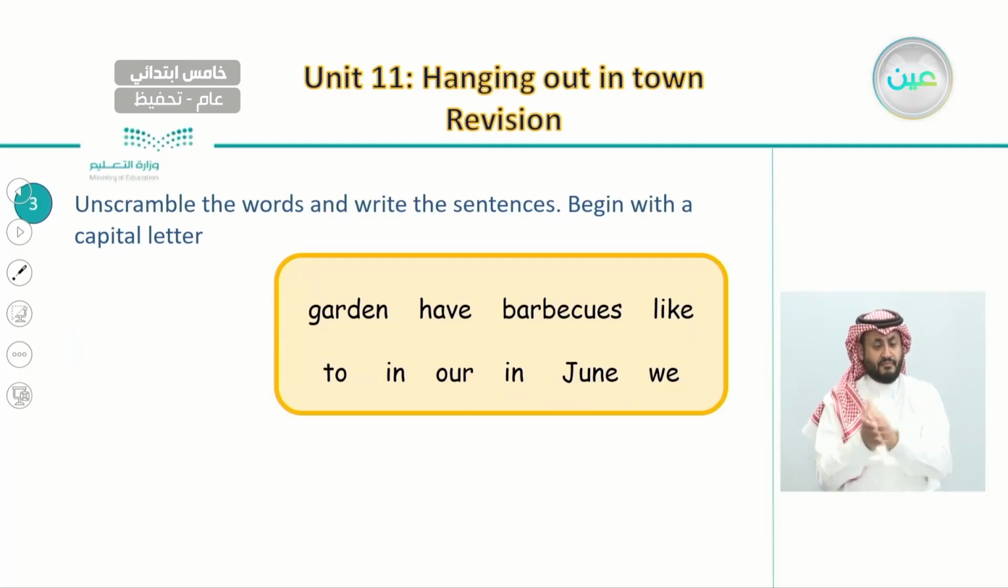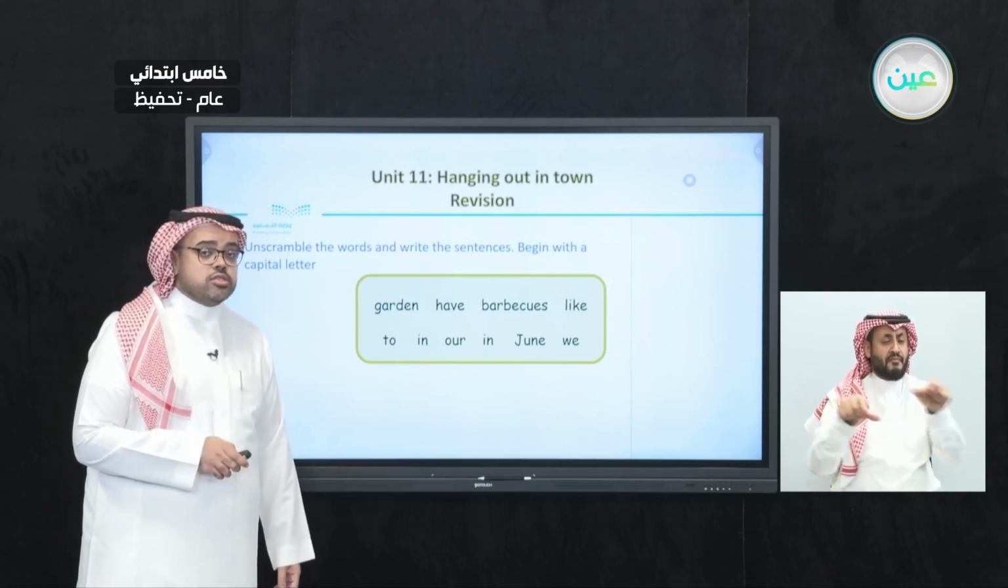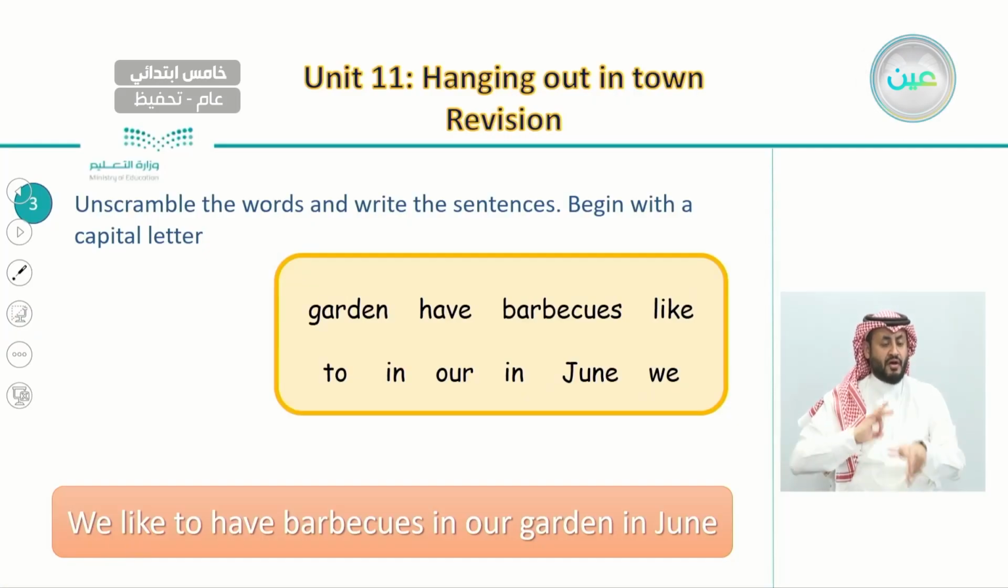And after this, not only with letters, but even with words. As you can see in this exercise, we said that we need to unscramble the words and write a full sentence beginning with a capital letter. As you can see here, we have different words, and we need to form a sentence out of these words. And the sentence was: we like to have barbecues in our garden in June. We like to have barbecues in our garden in June.